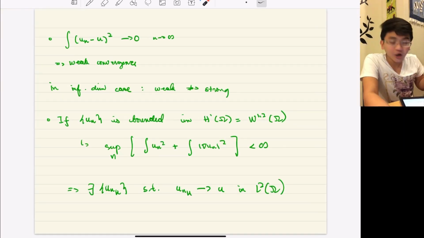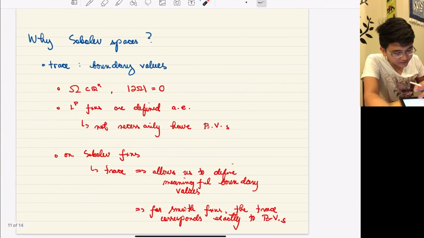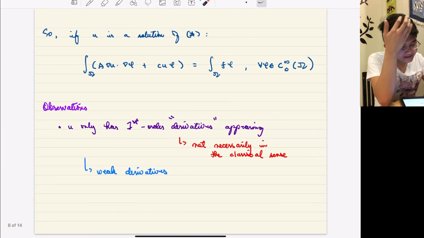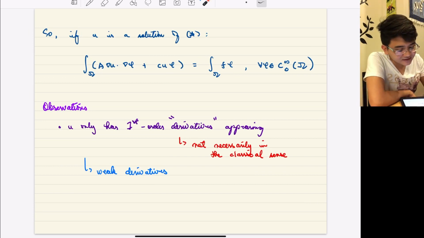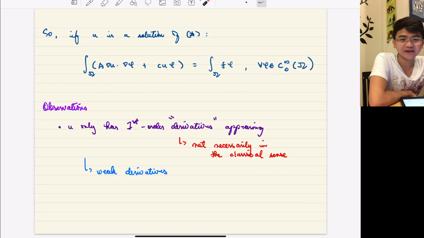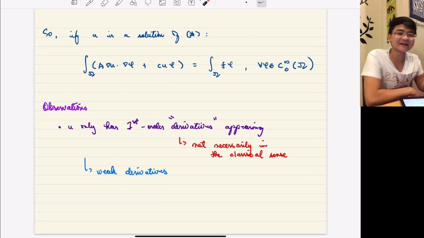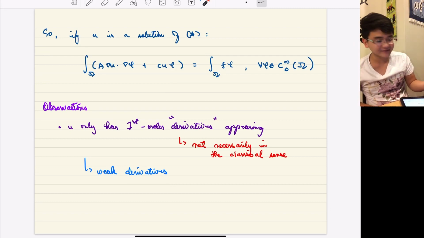Going back, we digressed a lot. Let's see, what do we want to say here? Let's look back. We were saying, let's just focus on this equation and make some observations. What does u need to satisfy in order for this equation to still make sense? In this equation, u only needs to have first order derivatives, and these derivatives don't necessarily need to be the classical derivatives. They can be weak derivatives.